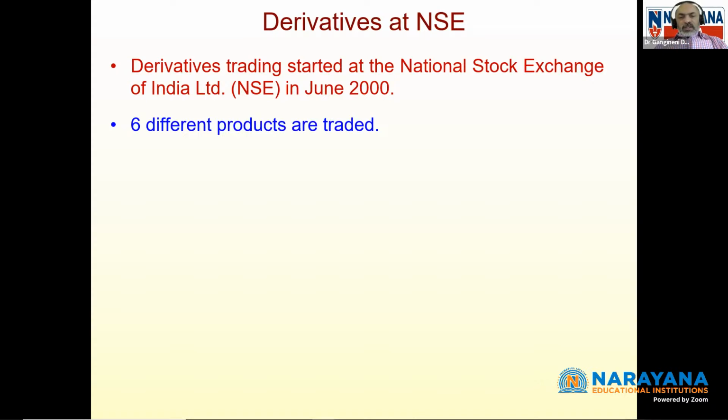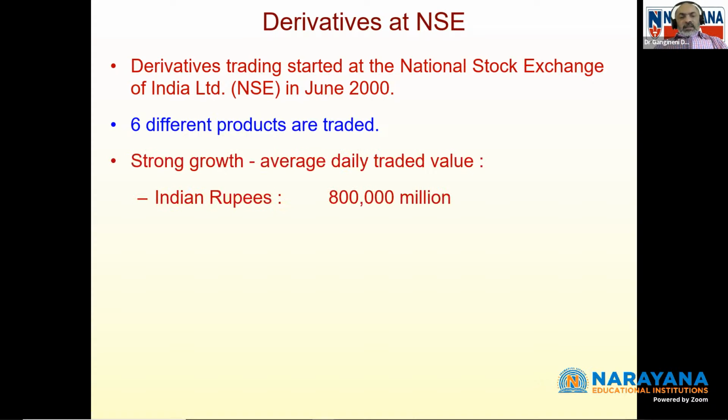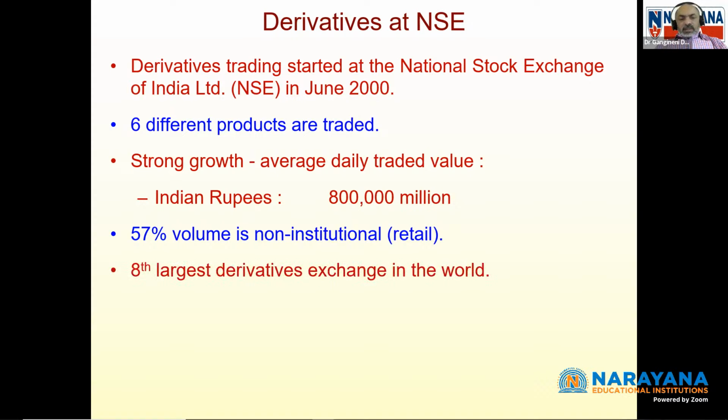Now we have six different products traded at NSE. Of course, this is an older slide, and there is a huge amount of growth now compared to earlier periods. You have various types of products: single stock futures, single stock options, index futures, index options, and some rupee based currency derivatives. One important thing is that there is a lot of retail participation in this derivatives market. Almost 60% of the volume is non-institutional retail. Now it is almost the third largest derivatives exchange in India.